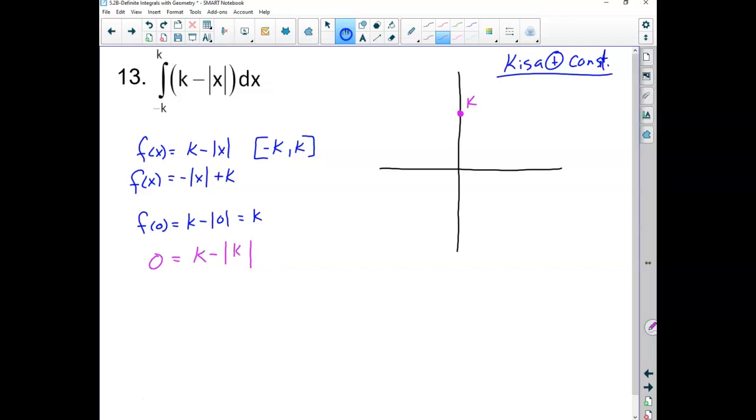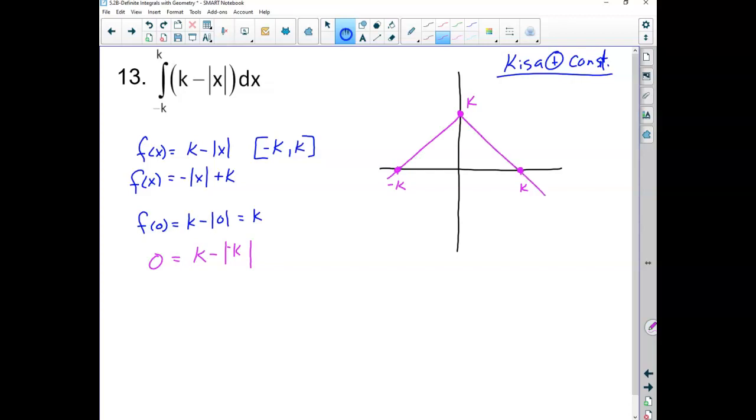Well, I could put a positive k in there, couldn't I? That means f of k equals 0. So if I put k in, I'm going to get 0 out. Well, what's another one I could put in there? Because it's absolute value, k minus the absolute value of negative k still equals 0. There's another one.